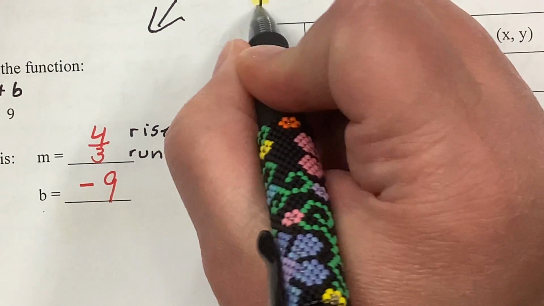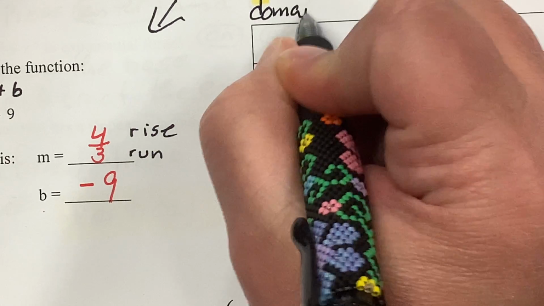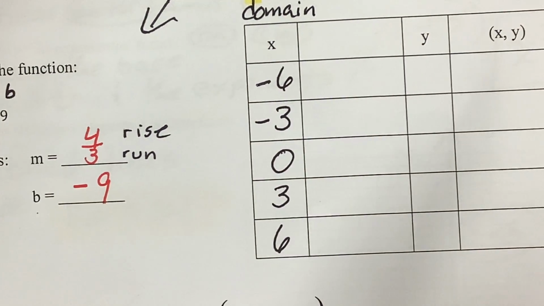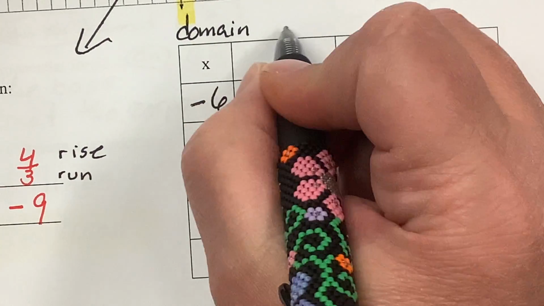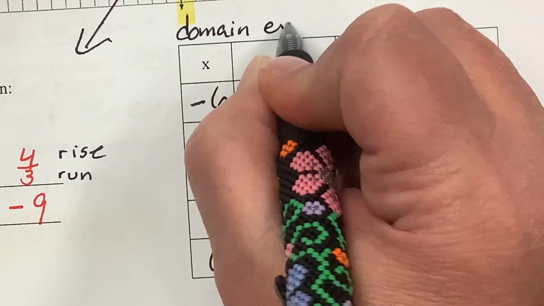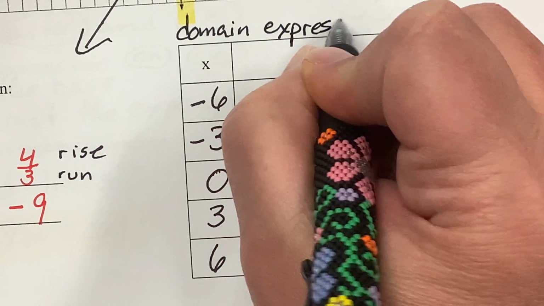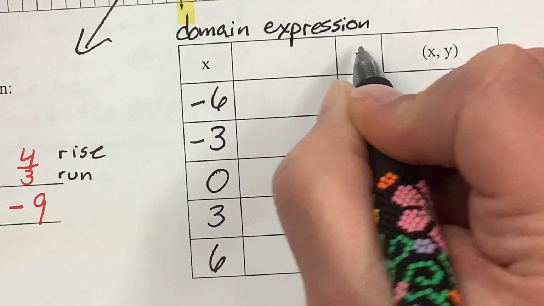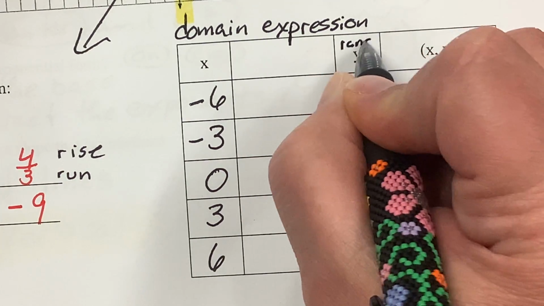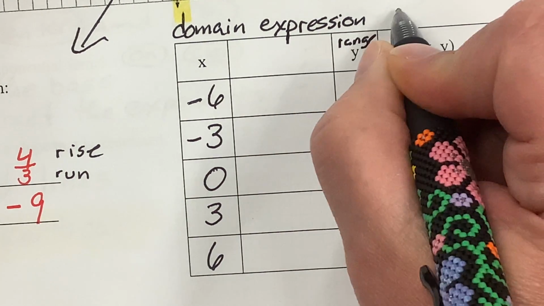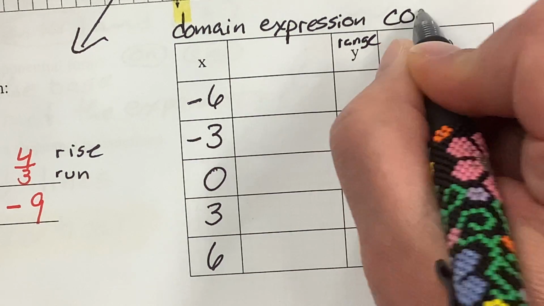Now, that's the domain. Okay, this is the expression. That's the range. And this is the coordinate.